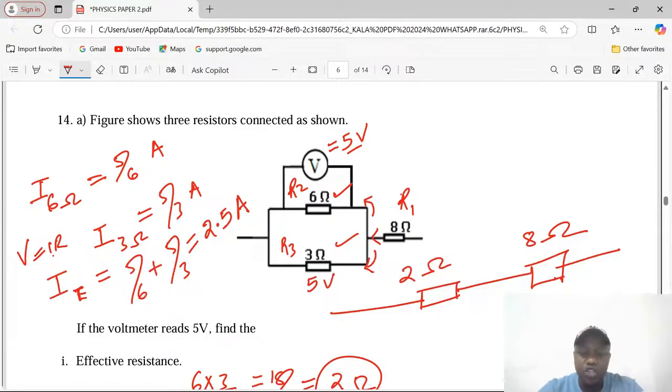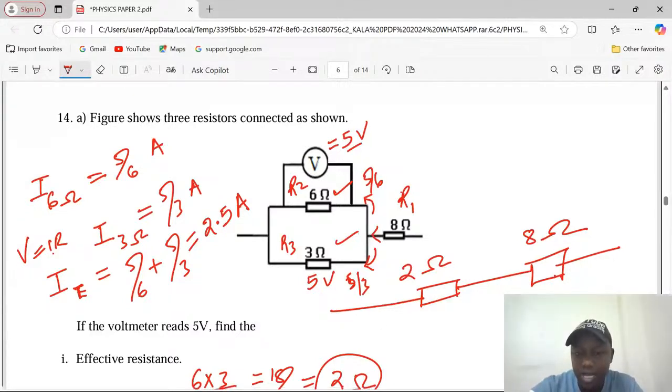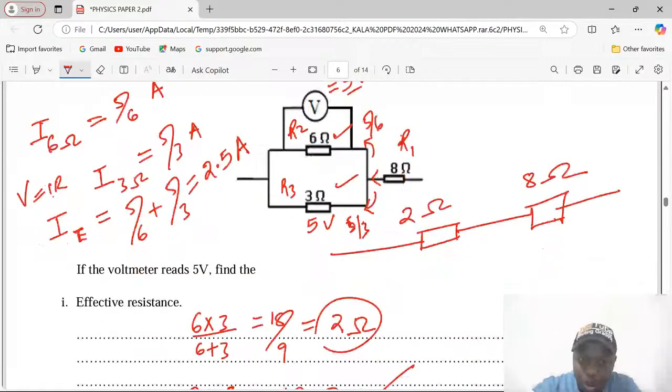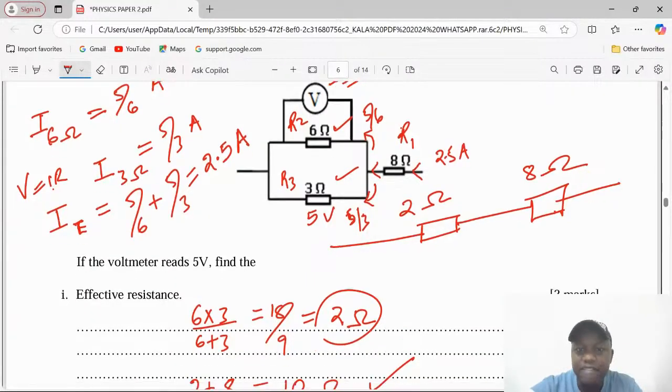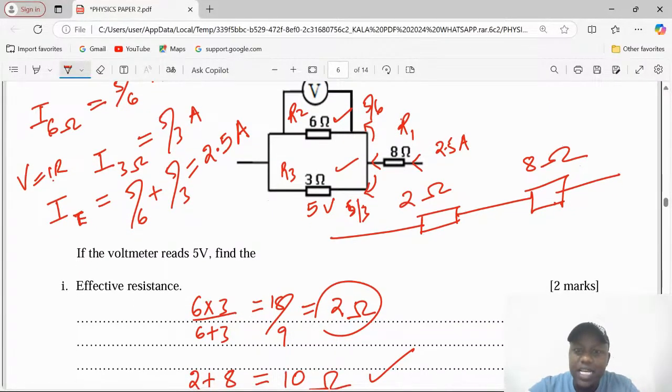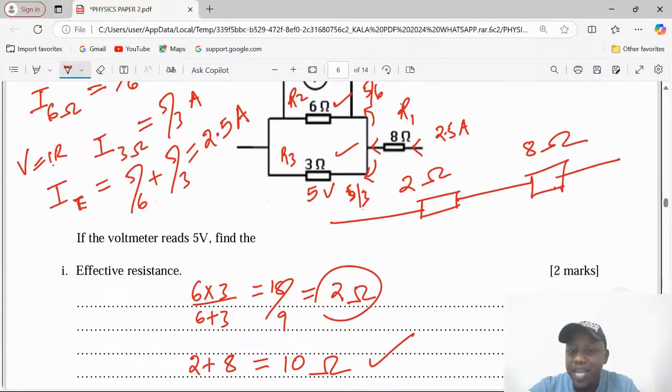2.5 amperes. So the 2.5 amperes is the one now being split into 5/6 to be here and 5 out of 3 to be there. That means now current total now. So there is 2.5 here. 2.5 entering the system, 2.5 amperes. Then it is split now depending on the different resistances. So if we have total current, that is the same current flowing through the 8 ohm resistor.